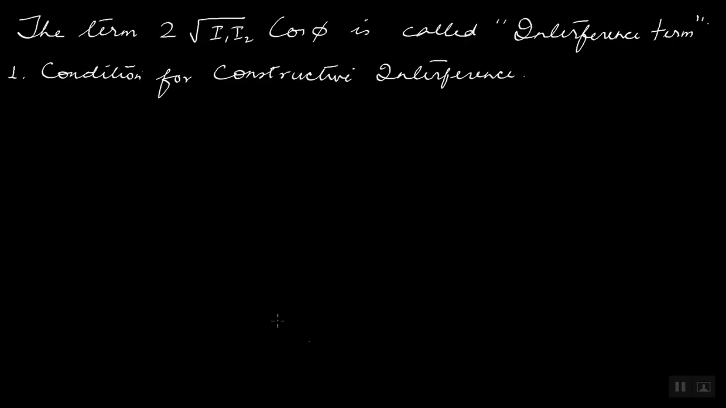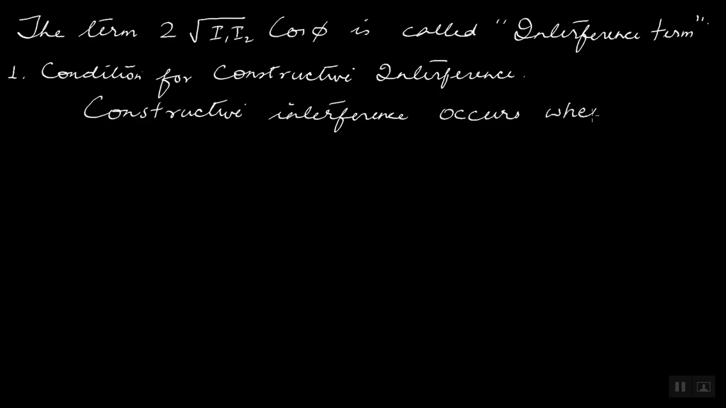Okay. Condition for constructive interference. Constructive interference occurs when cos phi is equal to plus 1. Okay, so this implies phi will be what?